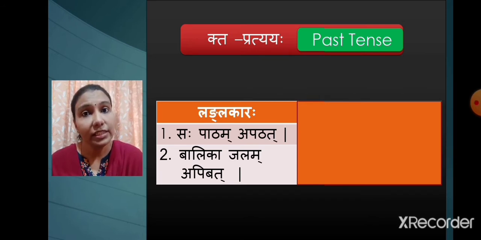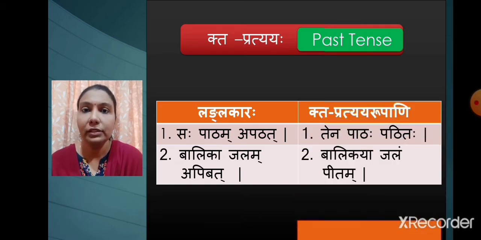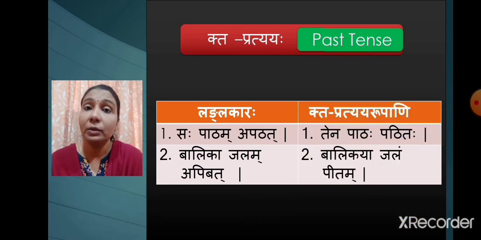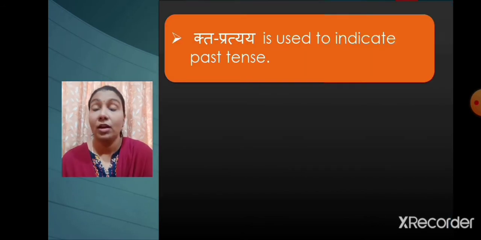The same sentences can be written with ta pratyay forms. For example, tena pathah pathitah and balikaya jalam pitam. In these 2 sentences, pathitah and pitam are the examples of ta pratyay forms, and these forms are indicating the meaning of past tense. So ta pratyay is used to indicate past tense.